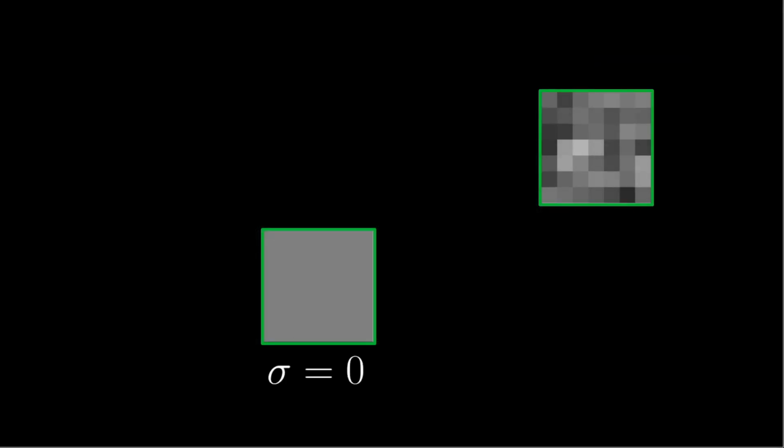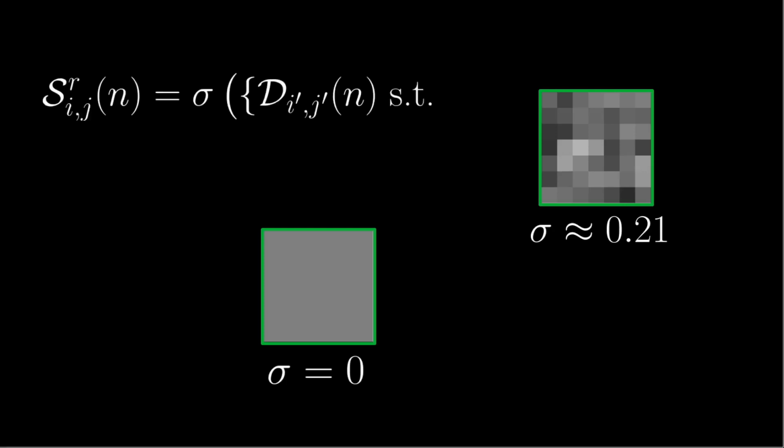If we compute the standard deviation on the values of the first square, we just get 0, as all the pixels had the same value. On the other square, we get a rather high value of 0.21. So let's define a new matrix that we will call S, whose elements are the standard deviation taken on a neighborhood of each element in the D matrix.